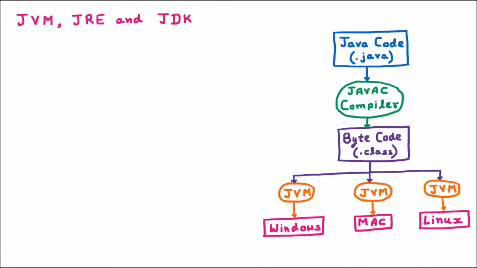Okay everyone, so now we are learning JVM, JRE and JDK in Java. First of all, we are starting with the JVM. JVM stands for Java Virtual Machine. To understand the JVM, I'm taking an example. Let us suppose that we are making a code in Java.